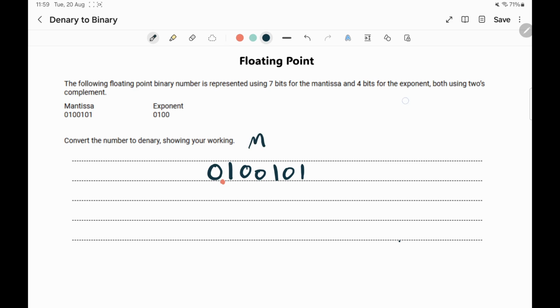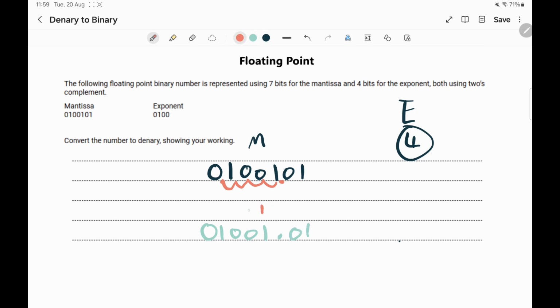Okay? So what we do now is work out this exponent. So that's the mantissa. The exponent, by looks of things, is 4. So what this means is that this decimal point is going to move 4 places to the right because it's a positive number. So 1, 2, 3, 4. So what the number actually means is 0, 1, 0, 0, 1.01.